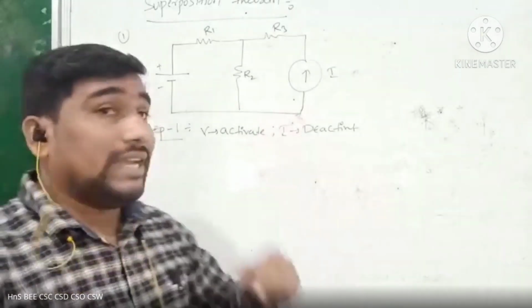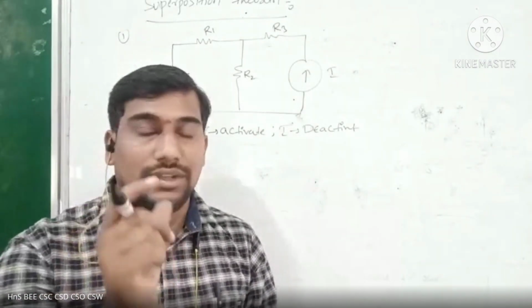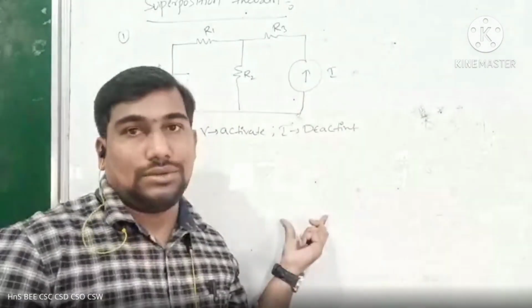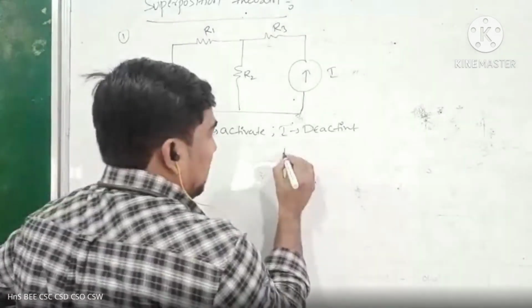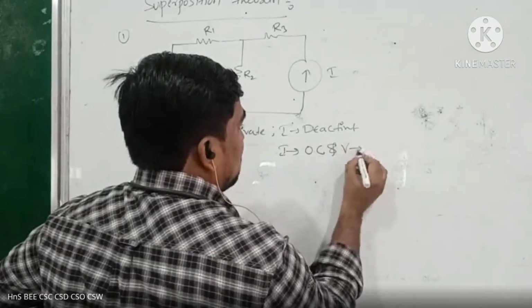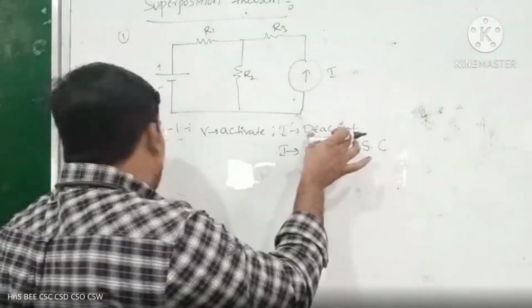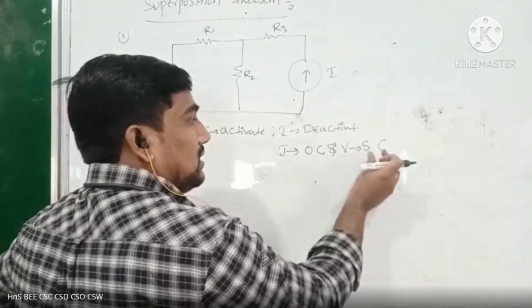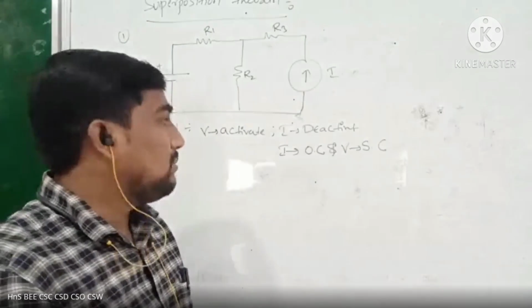Sir, at the time of deactivation, we have to mention some conditions. We have to mention some ideal condition. Based on that ideal condition, we have to draw some circuits. Okay, so what are the ideal conditions in our deactivation? In our deactivation period, the current source is open circuit and the voltage source is short circuit, SC. At the time of deactivation, the current source is open circuit, the voltage source is short circuit. These are two ideal conditions in our step number 1.